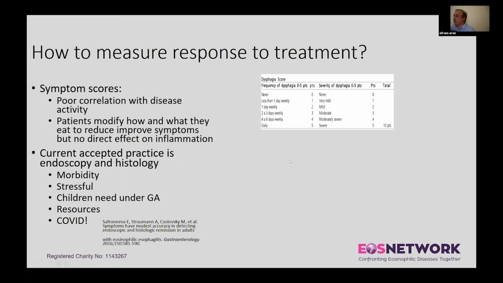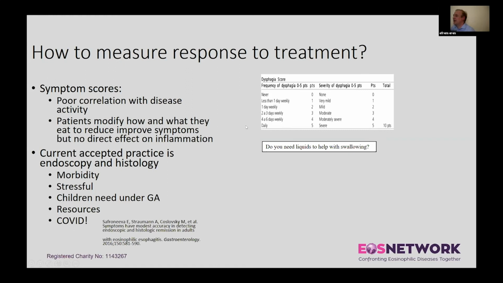Dysphagia scores I still think are important. So we use in our clinic just a simple dysphagia score. There are more complicated ones out there, but if you're in a busy clinic, you really want to have just a quick score. So we've adopted this, but we've added other questions just to gauge these changes to lifestyle that patients may undertake to avoid dysphagia. And one is having liquids with food to help them swallow.